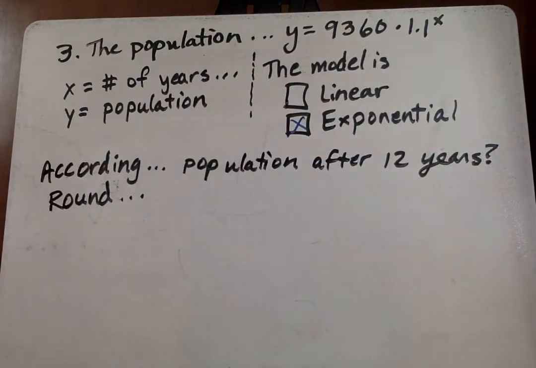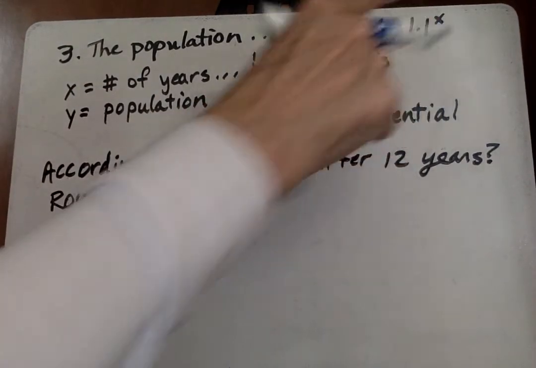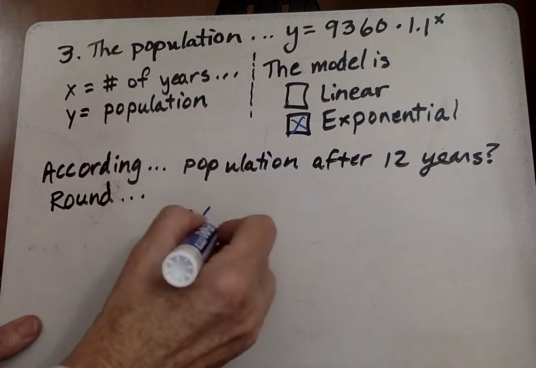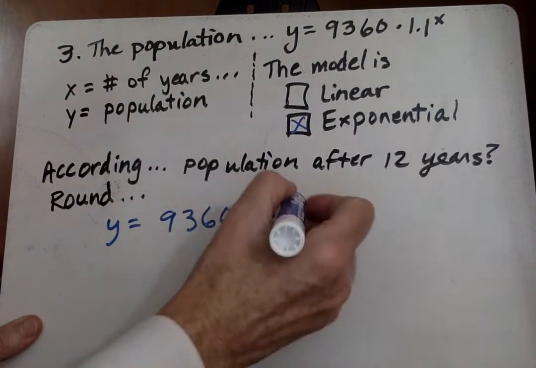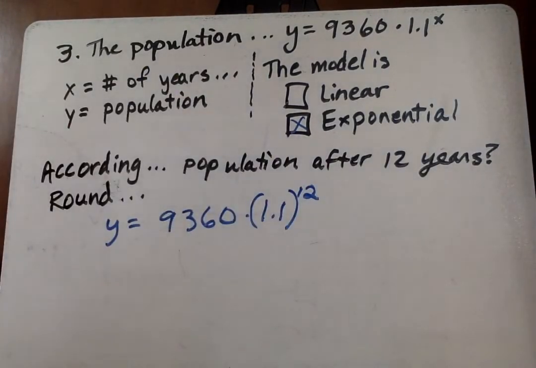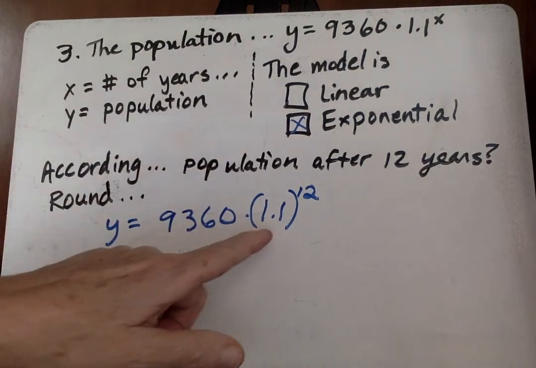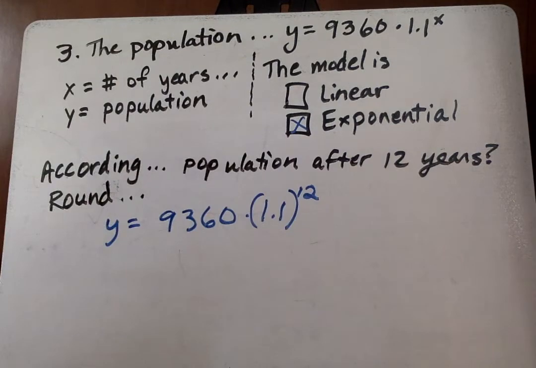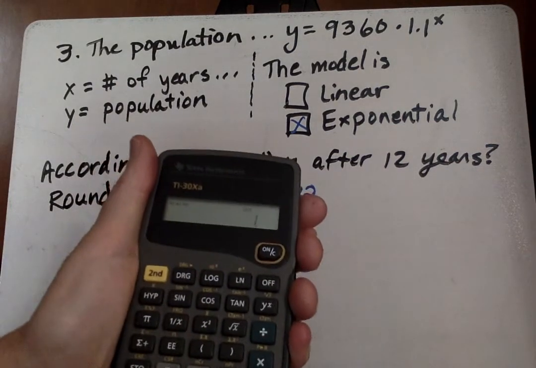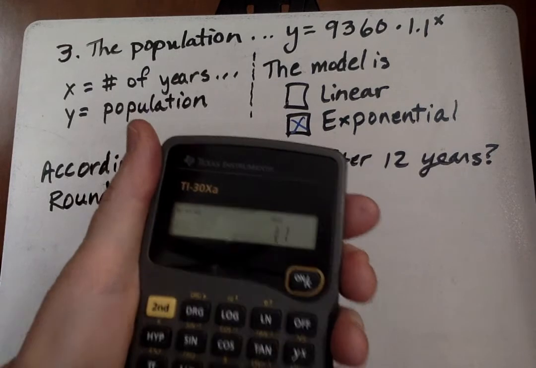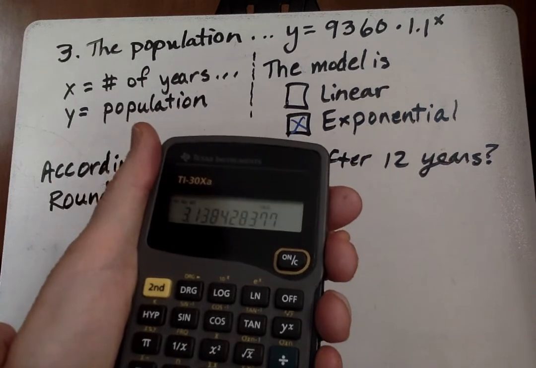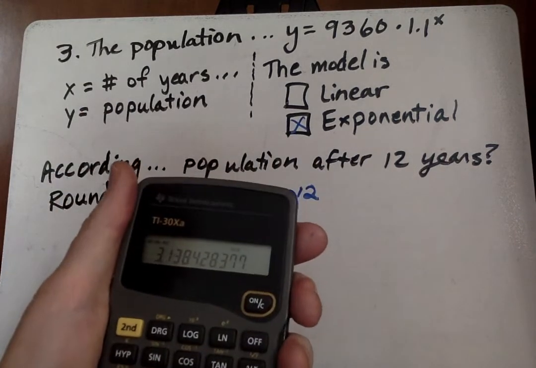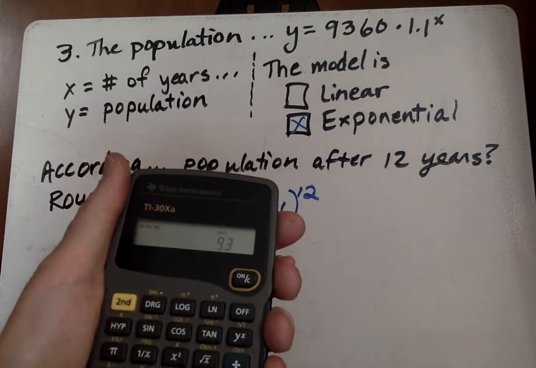Now, according to the model, what is the population after 12 years? Again, X is the number of years. So we're going to go 9360 times 1.1 raised to the power of 12. With the handy dandy calculator, make sure we do exponents first and then multiplication. So we go 1.1 y to the x 12 equals. It doesn't matter if it's a big old long decimal. I'm just going to multiply it by 9360.